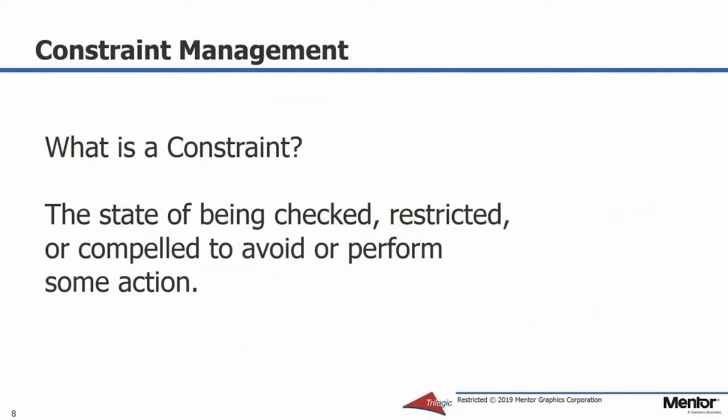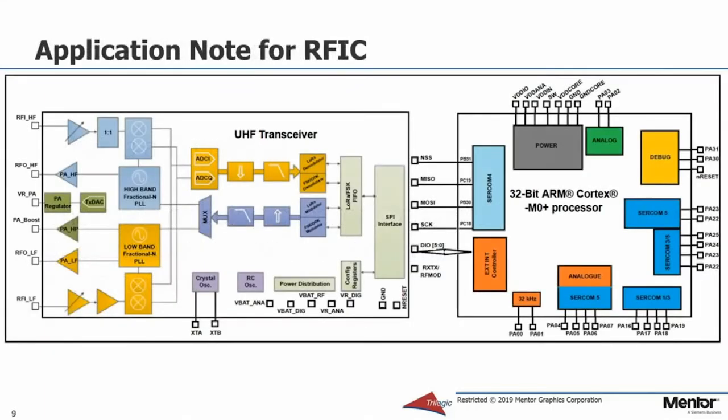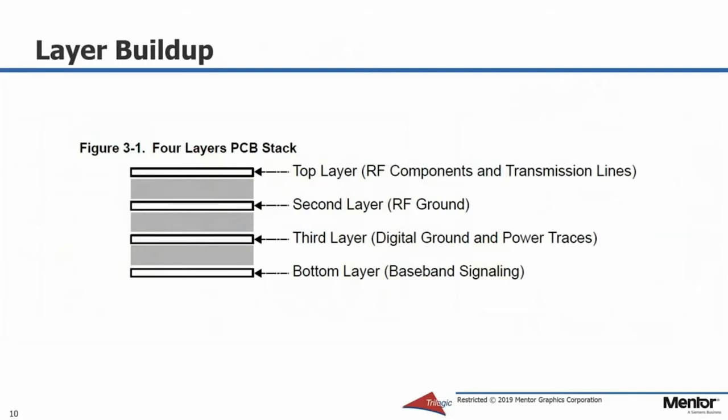In PCB layout, constraints involve just this: the state of being checked, restricted, or compelled to avoid or perform some action. So in other words, making a successful layout for a given design more likely by systematically limiting the design scope before we start. Design constraints set up in layout must start with the manufacturer's recommended design constraints. These are normally provided in an application note for the primary RF IC in consideration. The PCB stack buildup is a great place to start.